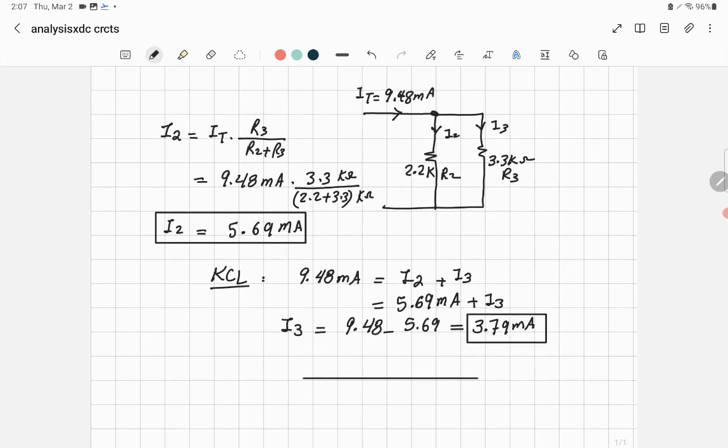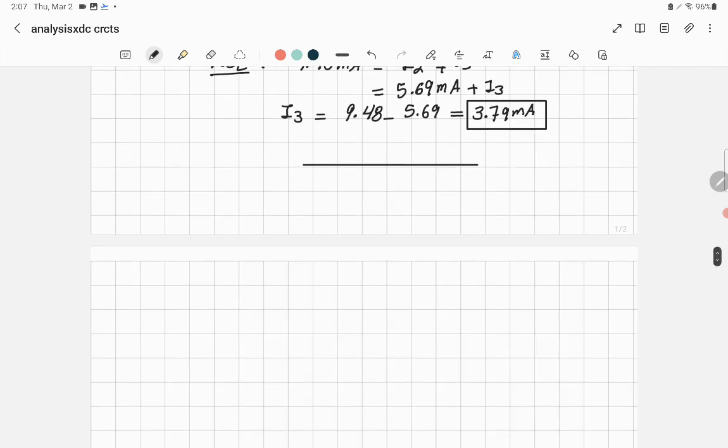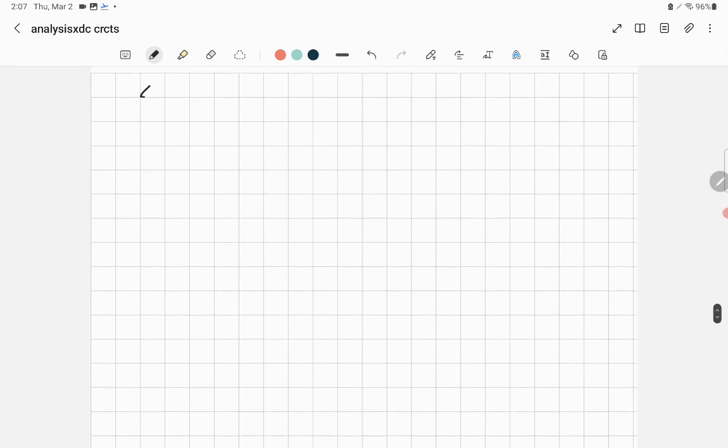Okay, let's have one more example. Our example 2. We have a circuit here, and there's a resistor.